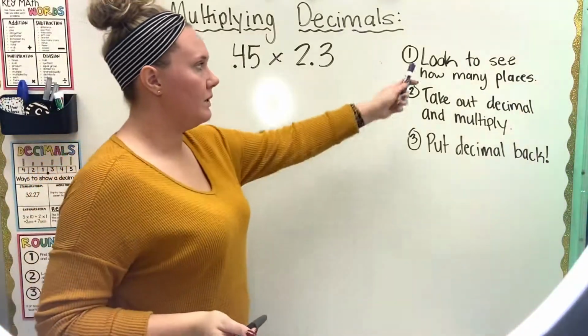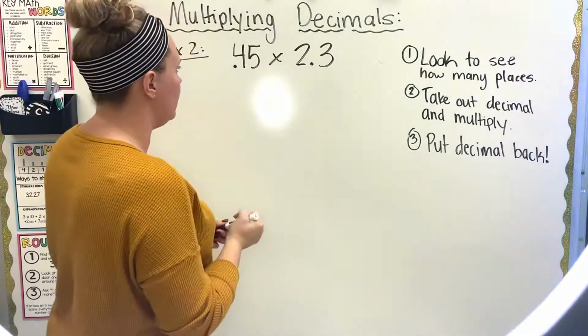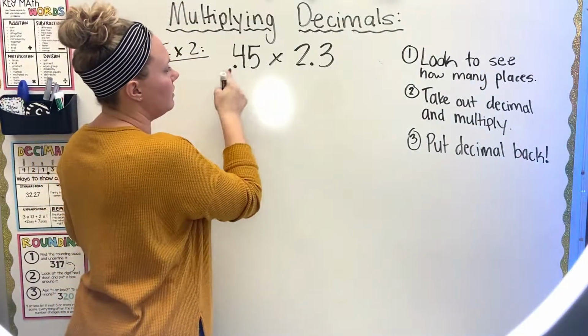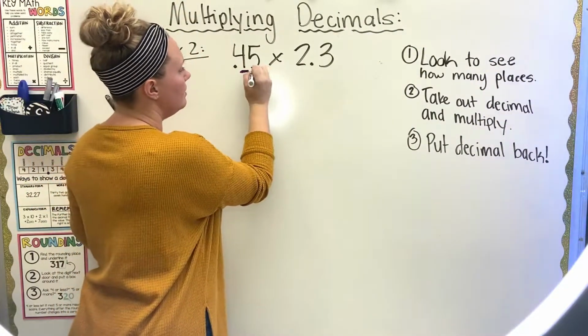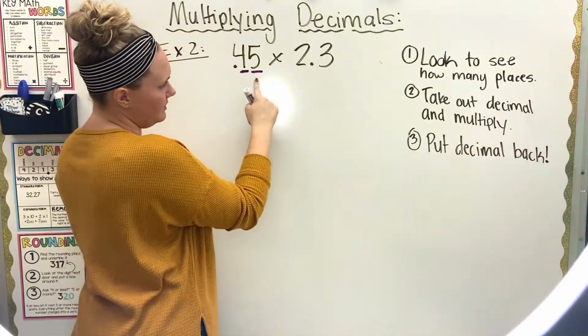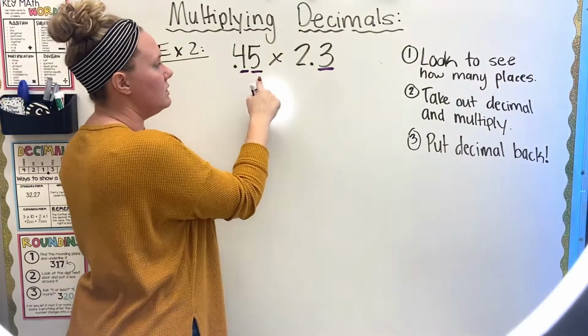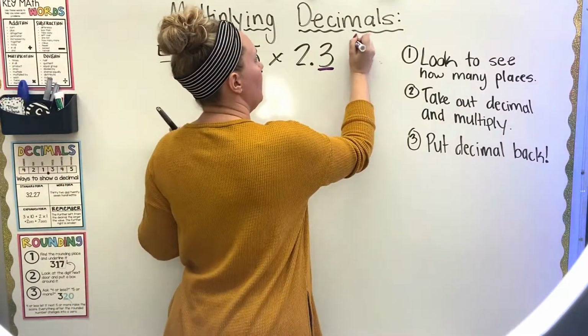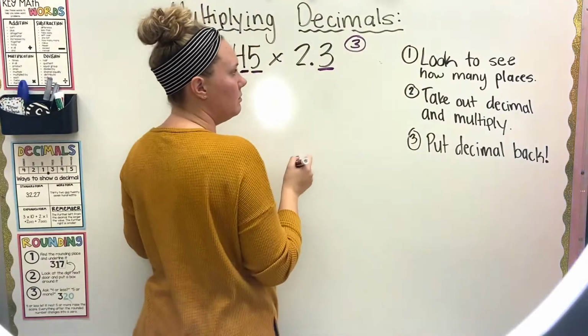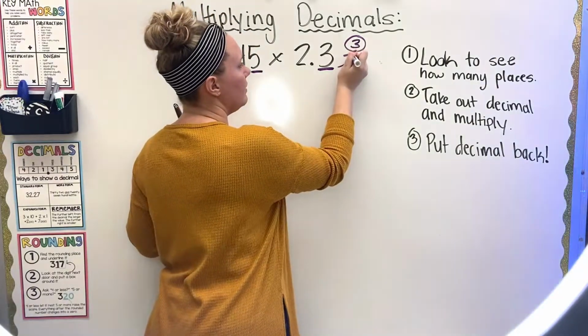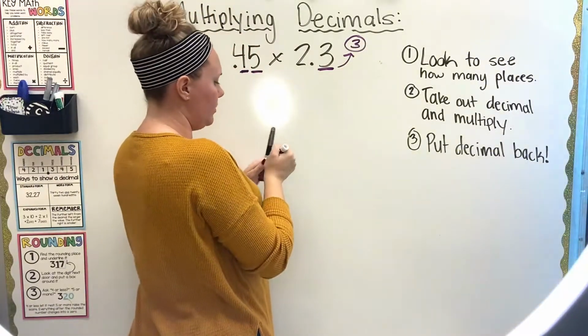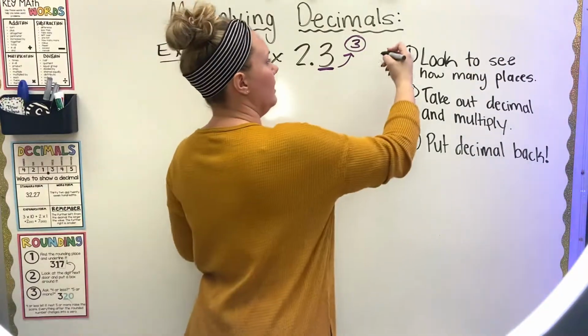First step, look to see how many places. So I need to find my decimal and I need to look. Okay, here's 1 place, 2 places behind the decimal. Here's my other decimal. There's another place. So I have 1, 2, 3 places. And remember, I'm going to stick them in my holding bubble. Okay, that's where they went. So first step, done.